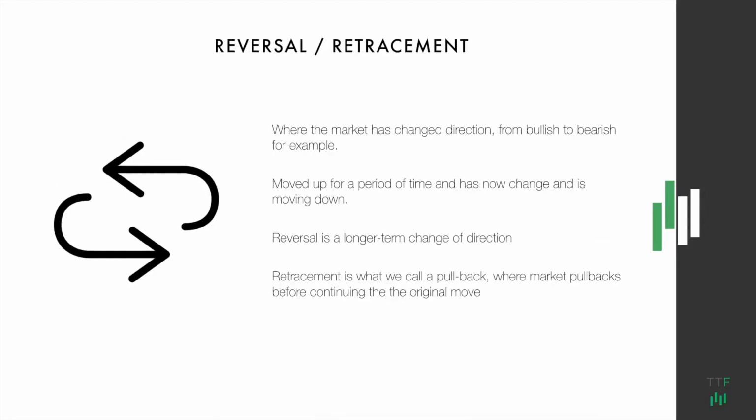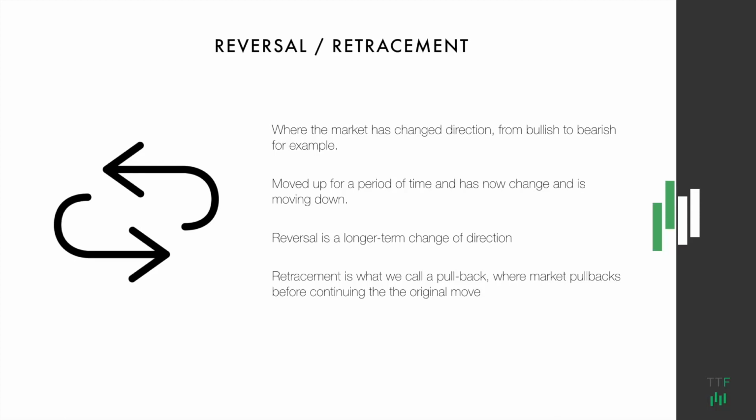We then have reversals and retracements. This is where the market changes direction. We move perhaps from bullish to bearish. For a period of time we might move up, and then that market has now changed, and therefore we might move down. A reversal is a longer term change of direction.